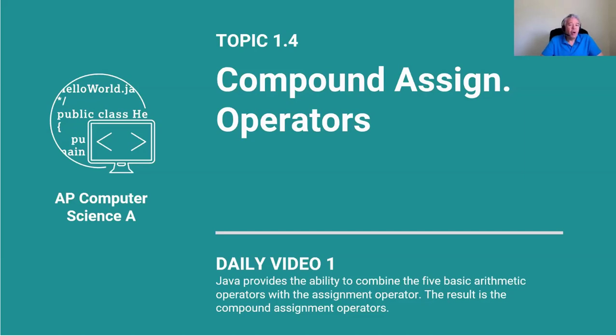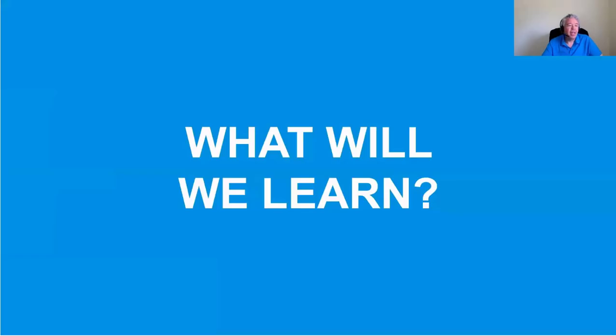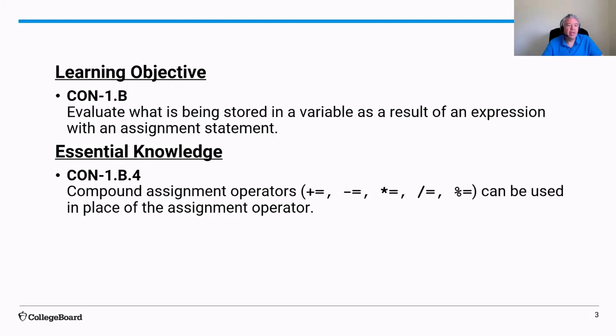In this video, we're going to look specifically at the compound assignment operators. We're going to look at how we can take the 5 basic arithmetic operators and combine them with the assignment operator as kind of like a little shortcut. So the specific takeaways: we're going to continue with the same learning objective that we've worked with in the past. We want to continue to evaluate what's being stored in a variable as a result of an expression with an assignment statement. But now we're going to look specifically at the compound assignment operators.